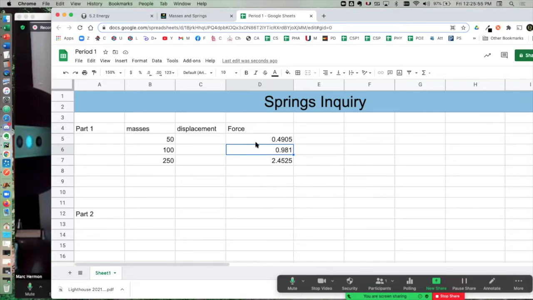Okay, so there's my forces, right? Everybody still with me? No? Someone's not? Okay. You all have to print this out when we're done, so stay with me.